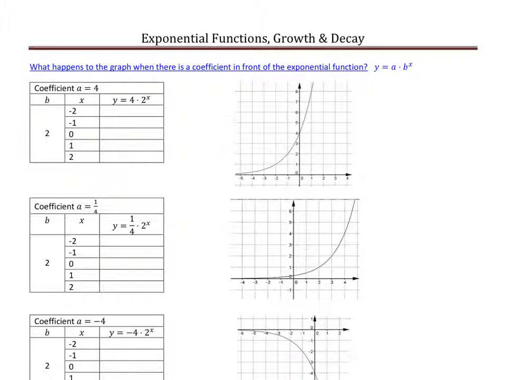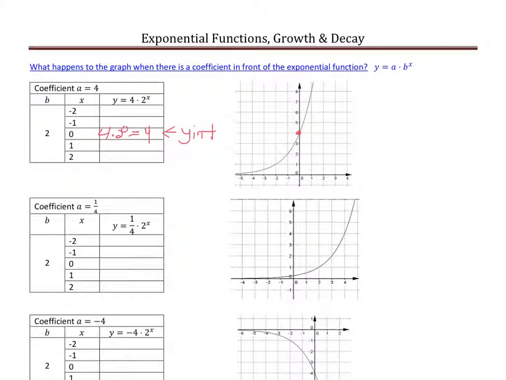Okay, rather than tediously completing whole tables of points, it's easier to just get your bearings by first looking at the y-intercept. The y-intercept in any function is going to be when x equals 0. So here we have 4 times 2 to the 0. Any exponent of 0 equates to 1, so we've got 4 times 1, which equals 4. And you can see our y-intercept right here at the point (0, 4).